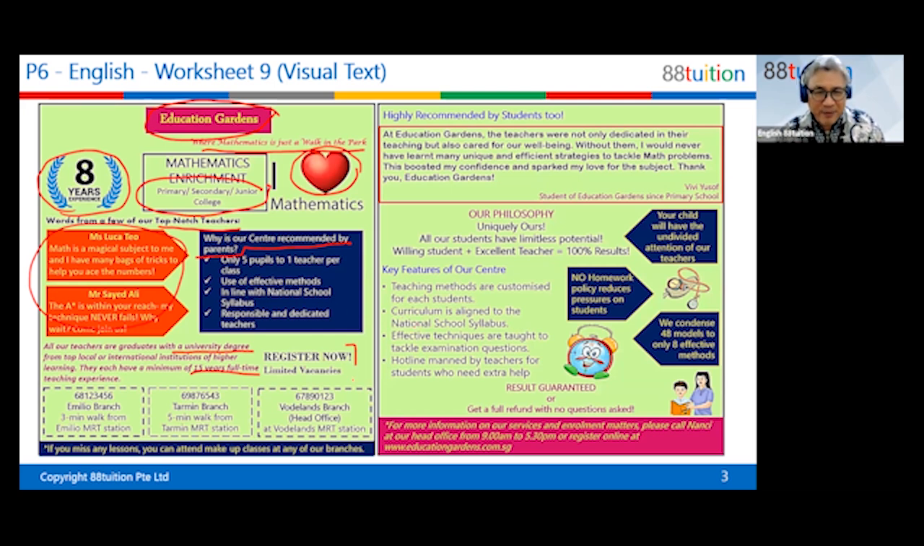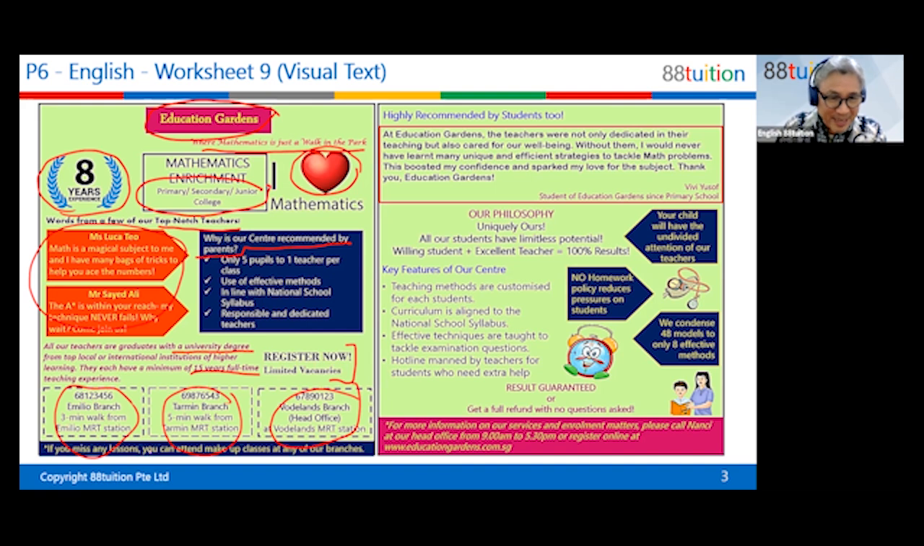Register now, limited vacancies while trying to hurry. They press the reader to sign up quickly. So there seems to be 3 branches here, okay? And of course, they are all fictional, Emilio, MRT station, Tamin, Woodlands, sounds like Woodlands, doesn't it? Woodlands. So these are the MRT stations. 5 minutes walk, very close to the MRT station. Okay? So in other words, they're trying to say that the access to the center is good. It's easy to get to the center.